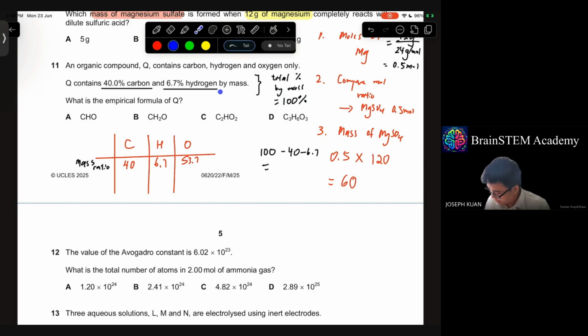Since this is percentage by mass, it's actually related to the mass ratio of these elements. And the second step to find the empirical formula is to convert this to mole ratio, which we do by dividing them by their molar mass. So using the periodic table, the molar mass of carbon is 12.